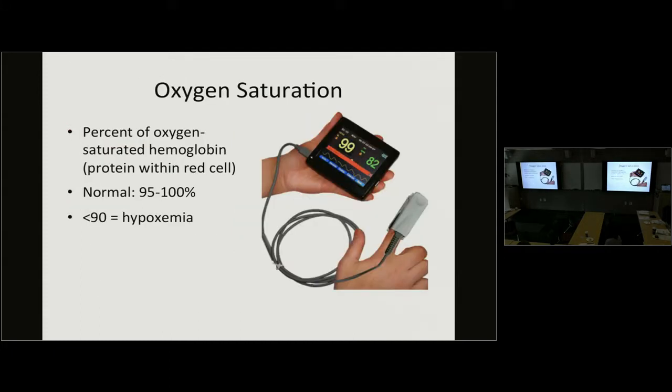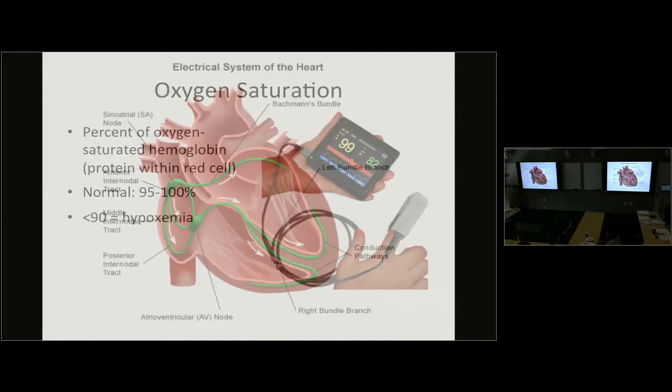And then lastly is oxygen saturation. This uses infrared lights that you put on your finger, and it's measuring oxygen in deoxygenated blood. Normal oxygen saturation is in the high 90s. With anything below 90, you'd start to question what's going on as far as oxygen saturation.